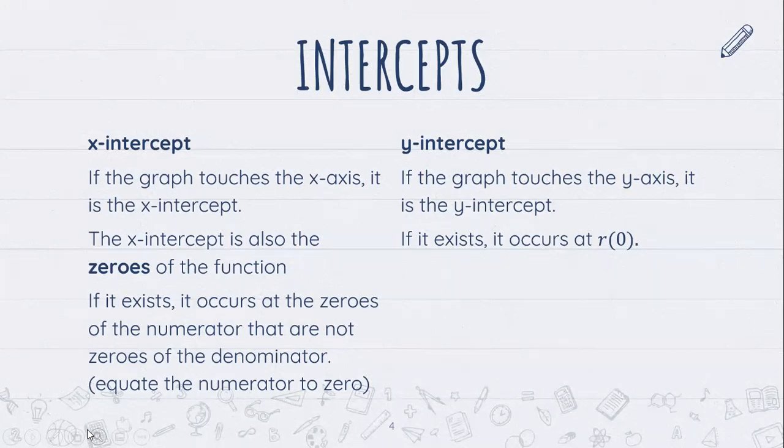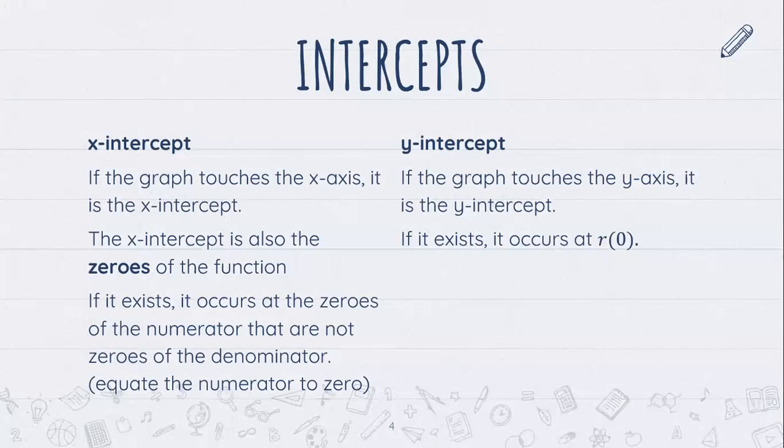Tapos in-evaluate natin agad yung numerator and equate natin sa 0. So may tendency kasi na kapag pareho yung 0 ng numerator and denominator, hindi na siya intercept. So mamaya itatry natin yan. Okay, yun yung pagkuha ng x-intercept. Don't worry, wag kayo malito kasi gagawin natin siya later on. Okay, binibigay ko lang sa inyo kung paano siya kunin as early as now.